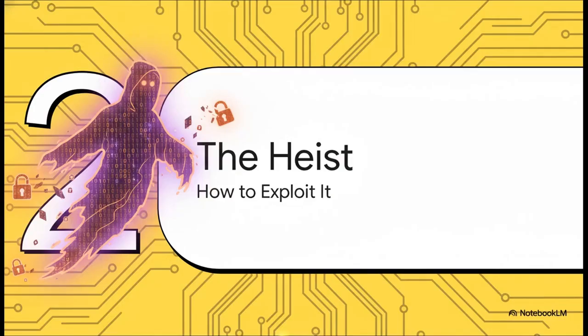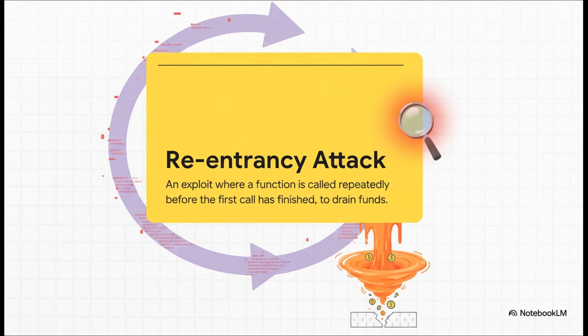Okay, let's move on to the heist itself. This is where we see how an attacker twists that seemingly safe logic into their own personal, unstoppable cash machine. This is where we finally meet that ghost in the machine. So what even is re-entrancy?